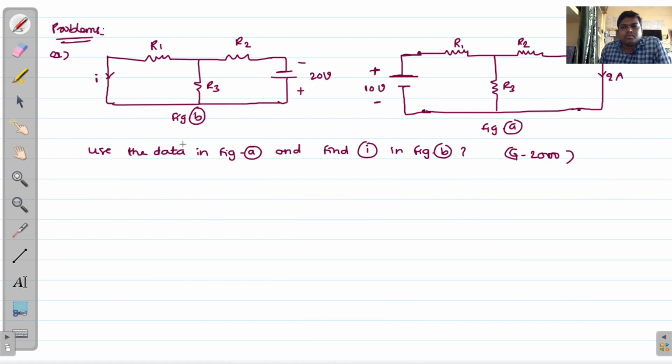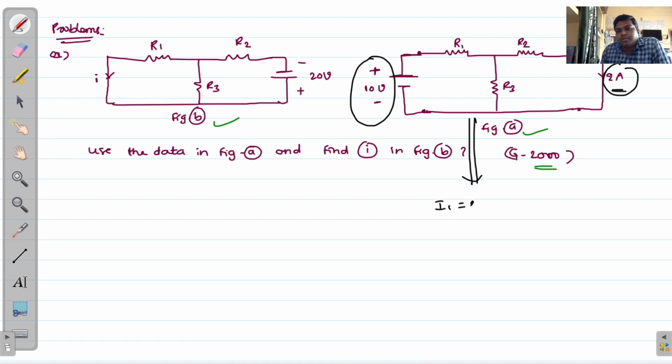So this is our first problem. Here we have figure A and figure B. The question is asking about the figure B circuit current value. Use the data in figure A and find the current in figure B. This is a GATE 2000 question. First, observe the figure A circuit. They are providing a 10 volts voltage source, and the load current equals how much? 2 amperes. So from this circuit, I can take I1 equals 2 amperes and V1 equals 10 volts. This is key.